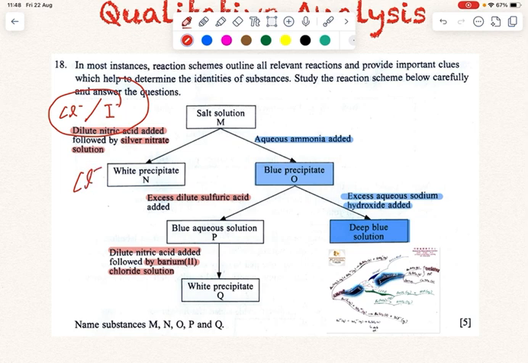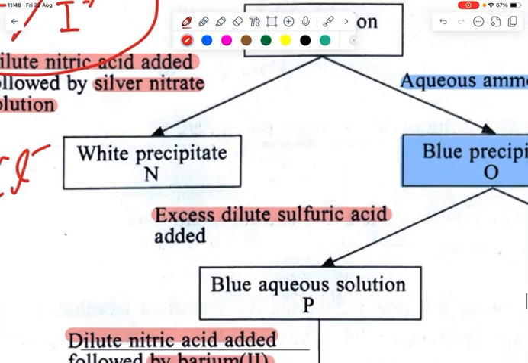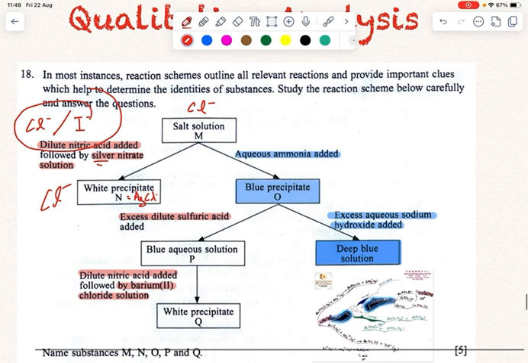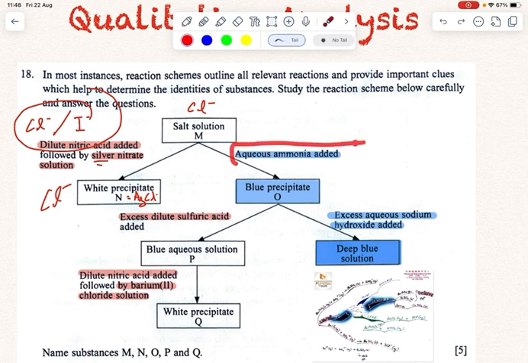That means the chloride can only come from your solution M. Solution M is confirmed to have Cl minus, and of course your white PPT is your silver chloride, AgCl. The silver comes from your silver nitrate here, and the chloride, of course, comes from the solution M. After that, they use aqueous ammonia.